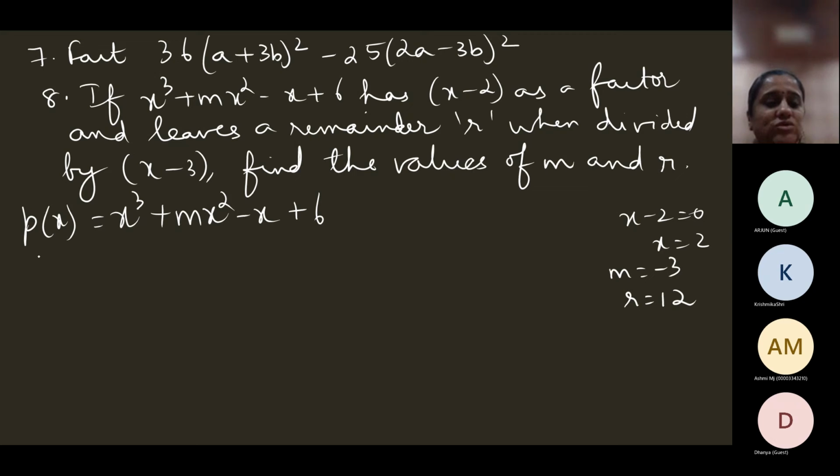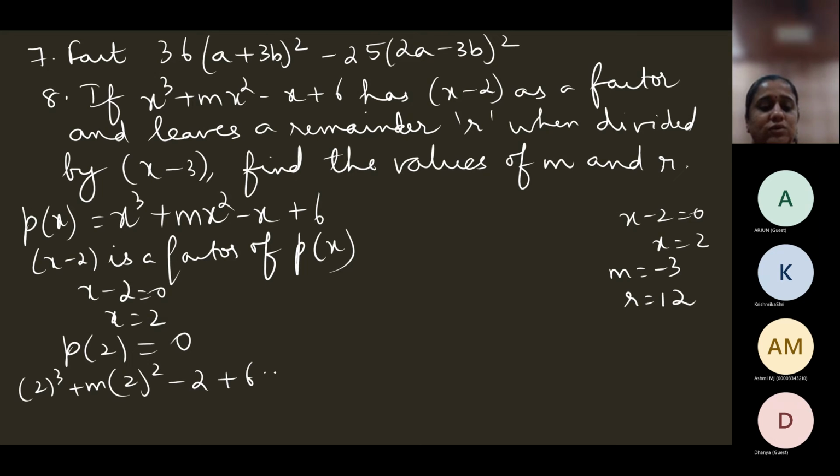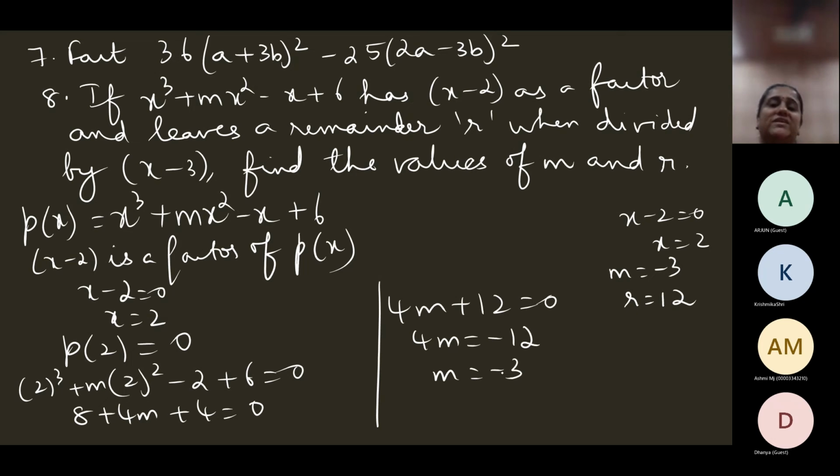Okay. So x minus 2 is a factor of P of x. So x minus 2 is equal to 0, x is equal to 2. So P of 2 is equal to 0. That means 2 the whole cube plus m into 2 the whole square minus 2 plus 6 is equal to 0. 8 plus 4m plus 4 is equal to 0. So 4m plus 12 is equal to 0. Very good, Arjun. So m is equal to -3.